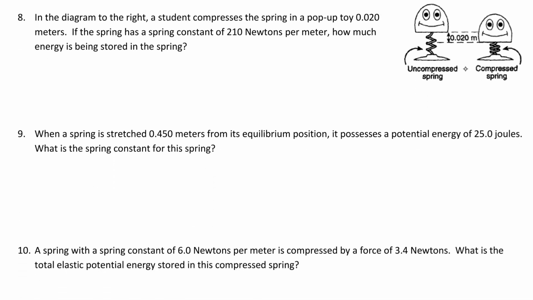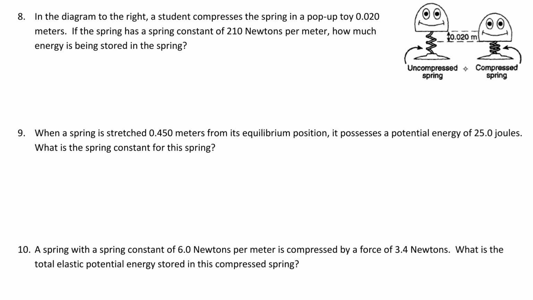All right, number 8. In the diagram to the right, a student compresses the spring in a pop-up toy 0.02 meters. If the spring has a spring constant of 210 newtons per meter, how much energy is being stored in the spring? So again, they're telling you X is equal to 0.02 meters. K is equal to 210 newtons per meter, and they're asking for the energy in the spring. So PES. So this is just practice. You guys should be able to do this on your own.